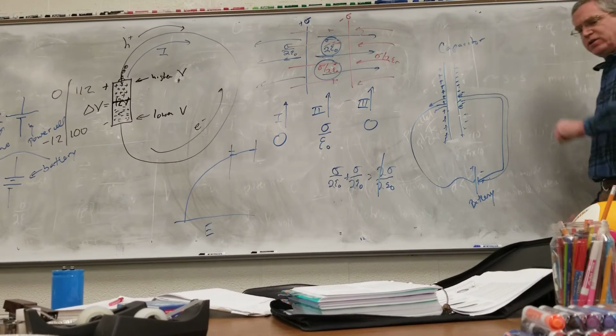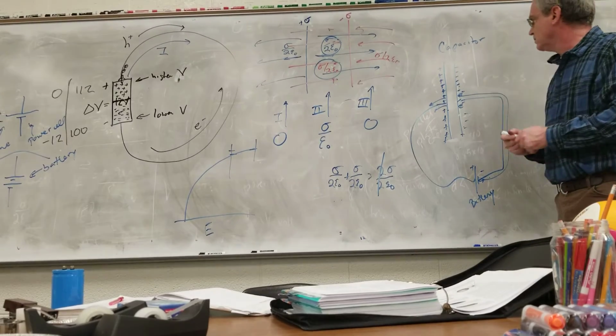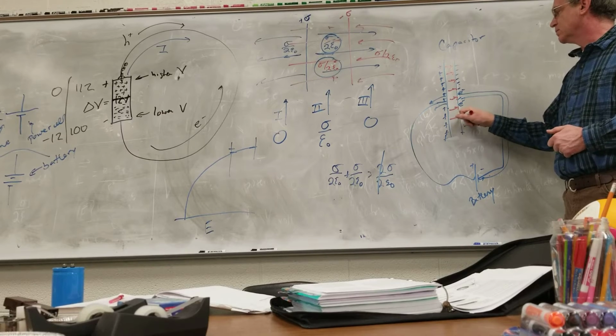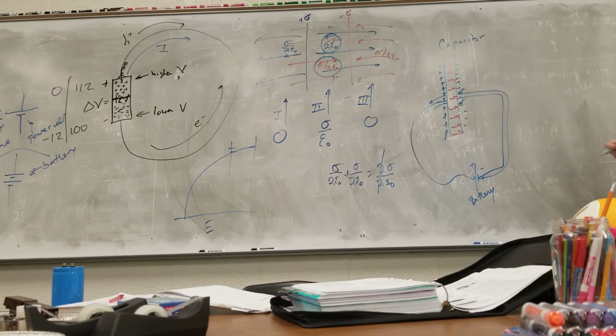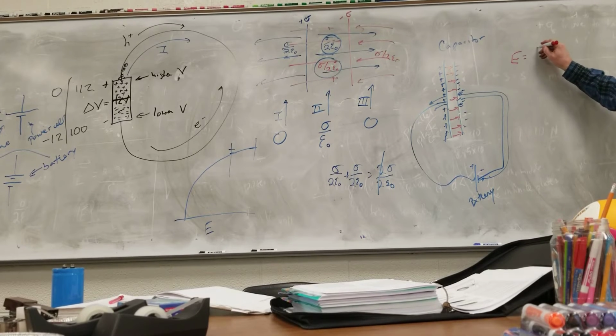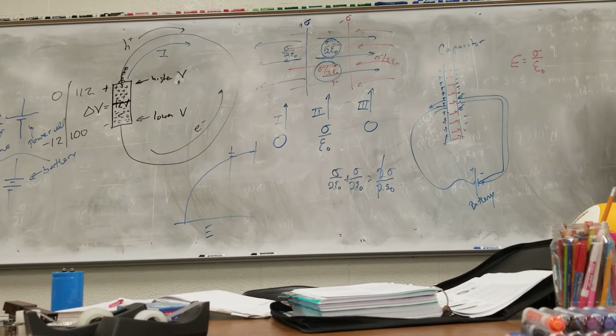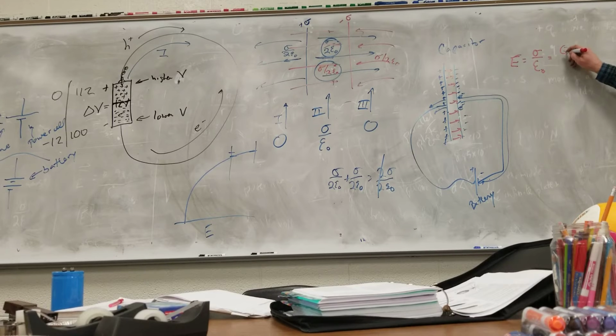So once I get them charged, I have this electric field now in between, going from the positive to the negative. I know that electric field is equal to the surface charge density divided by epsilon, so not right now, because I have nothing in between the plates. And sigma is just the charge divided by the area of the plates. Just Q over area epsilon sigma.